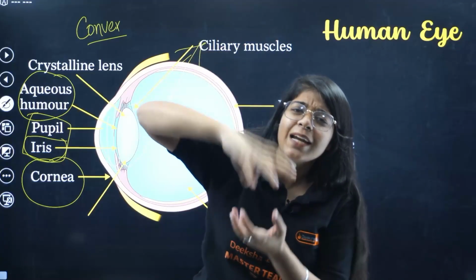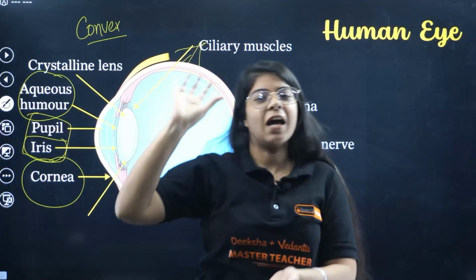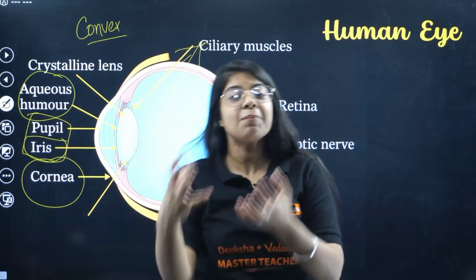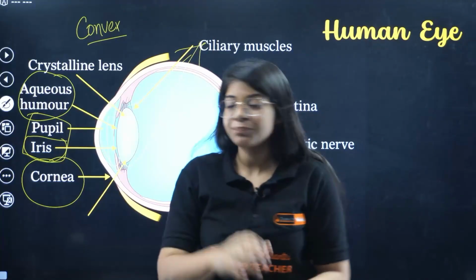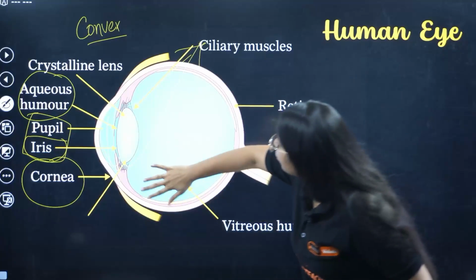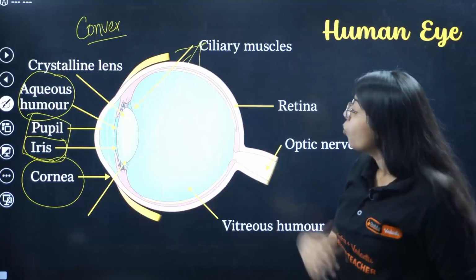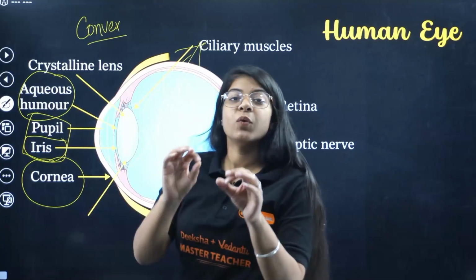Now the lens will get enlarged. The ciliary muscles actually control the shape and size of the lens. Done. Now, after that, there is a lot of empty space inside the eye. What is this? This is the vitreous humor.